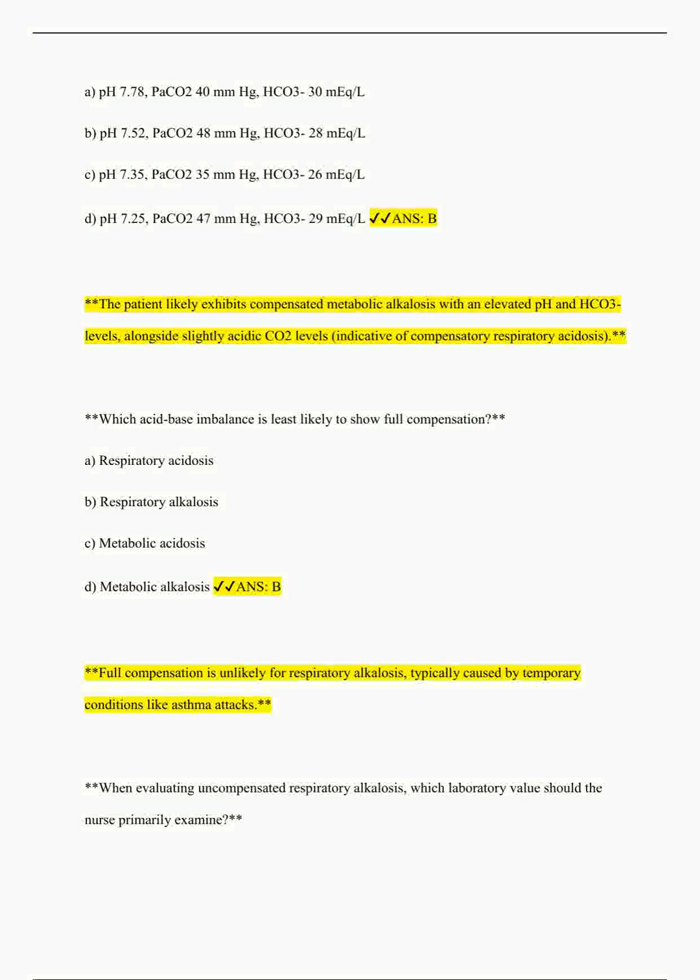When evaluating uncompensated respiratory alkalosis, which laboratory value should the nurse primarily examine?